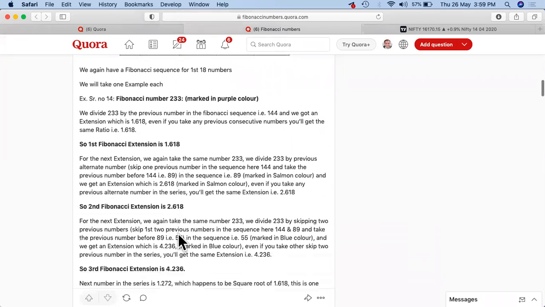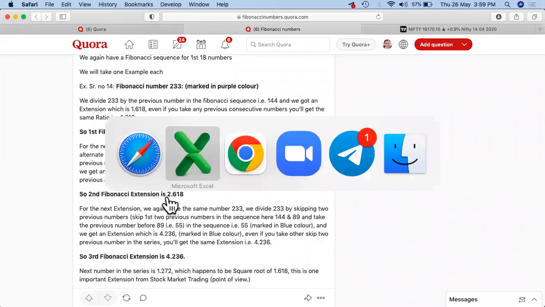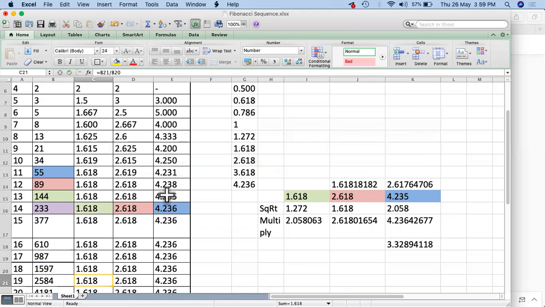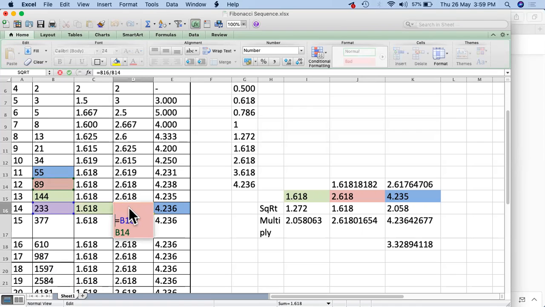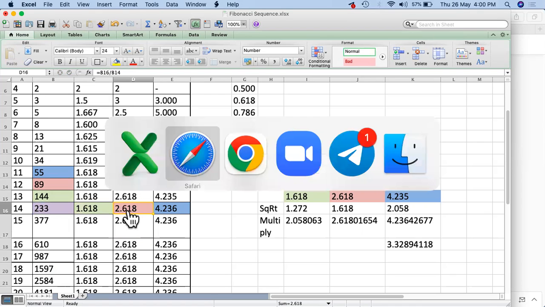After that, we get the second Fibonacci extension, which is 2.618. How do we derive 2.618? Just like as we saw in ratios, here the same way we divide 233 by the previous alternate number. So keeping 144, you go towards 89. So 233 divided by 89, that's how you get that number, and that extension is 2.618. Right? So this is the second extension that we saw.